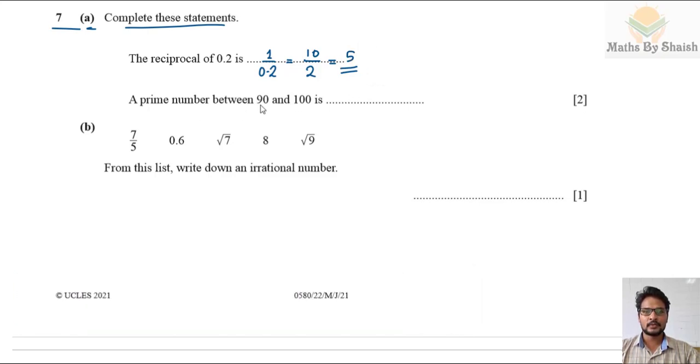A prime number between 90 and 100. The first number is 91, of course it comes in the 13 table. 92, even number. 93, it comes in 3. 94, 95, 96, 97. 97 is the only number which doesn't come in any of the tables below it. So it is going to be the prime number. So 97 is a prime number.